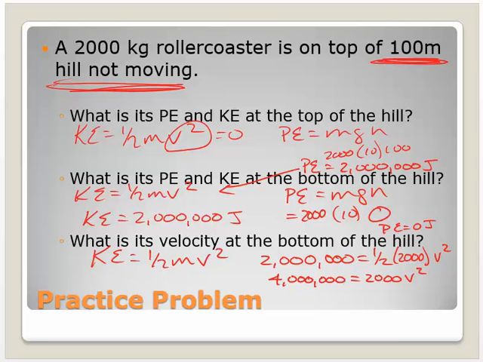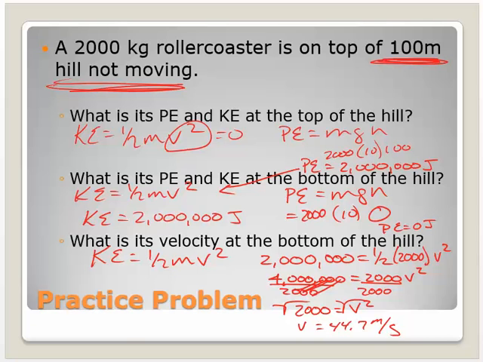Okay, this last part is for you guys who are a little bit more gifted. What is its velocity at the bottom of the hill? Well, its kinetic energy is what I'm going to use. I know that the kinetic energy is 2 million joules, so I've placed 2 million joules in for the kinetic energy. I know the mass is 2,000. I multiplied by 2 to get rid of the 1 half. That gave me 4 million. I'm going to divide by 2,000. Now I take the square root of both sides, and we get V is equal to 44.7 meters per second.